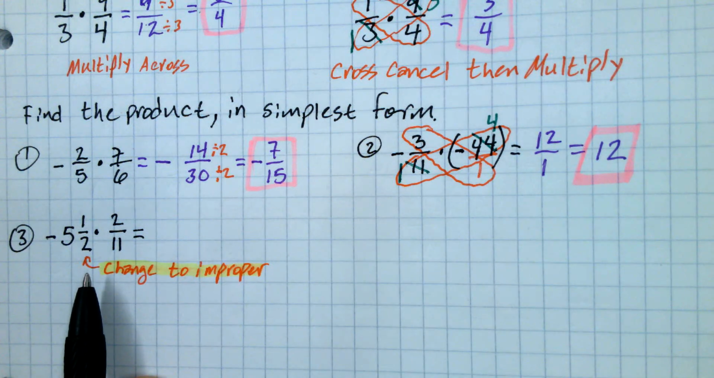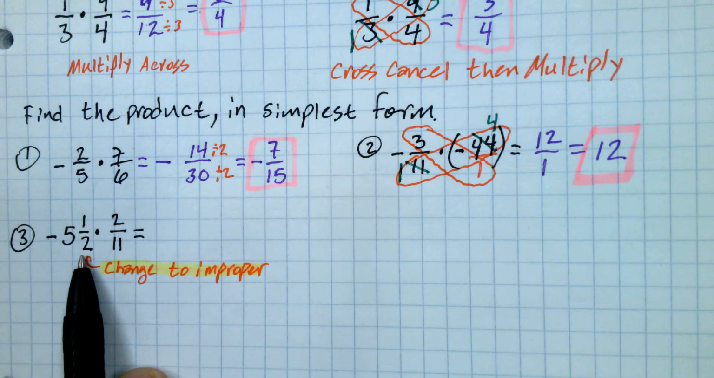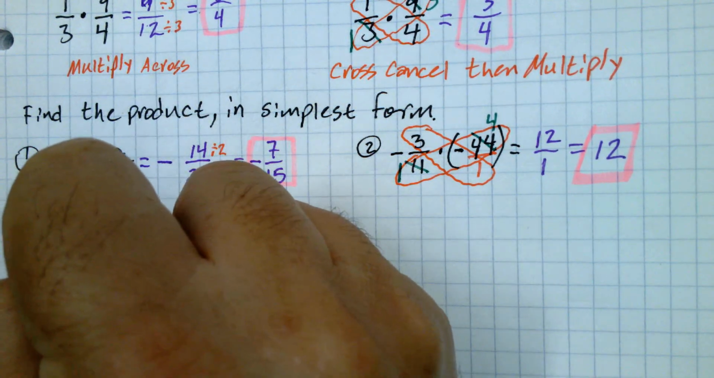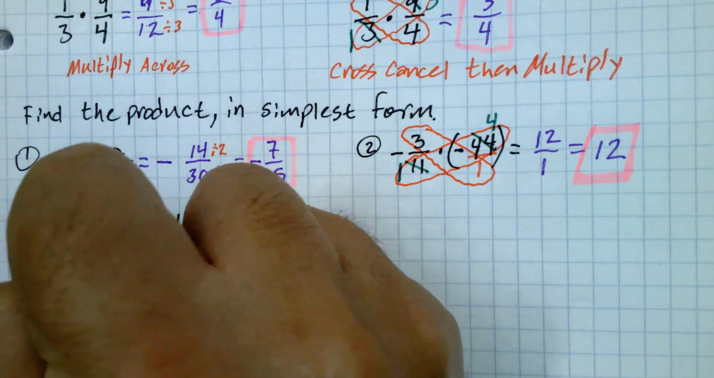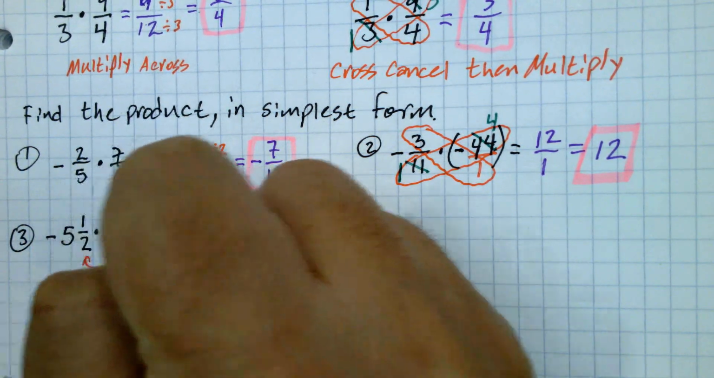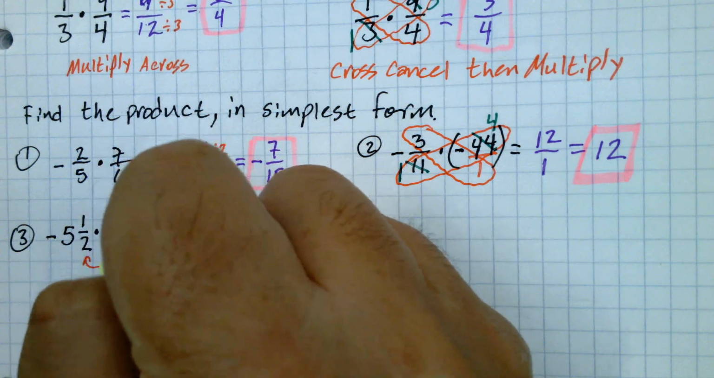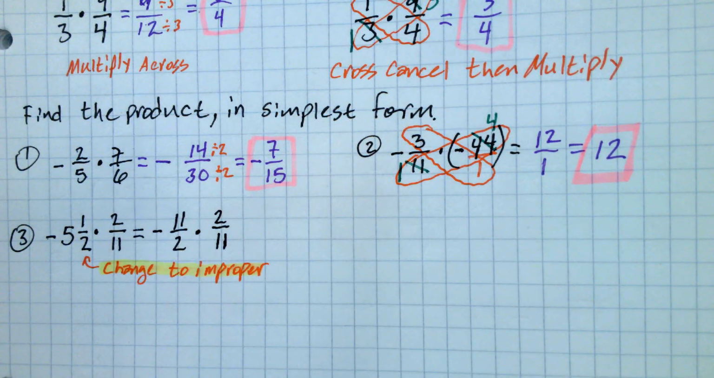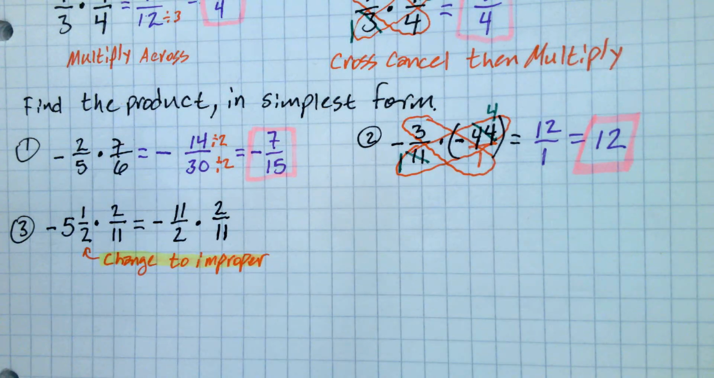So, Gabriel, what was this if you change it? Negative 11 halves times 2/11. Okay? So, negative 11 halves times 2 11ths.